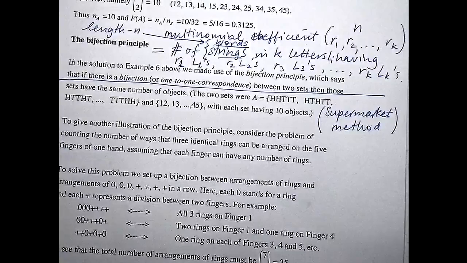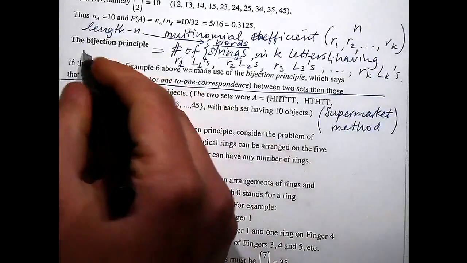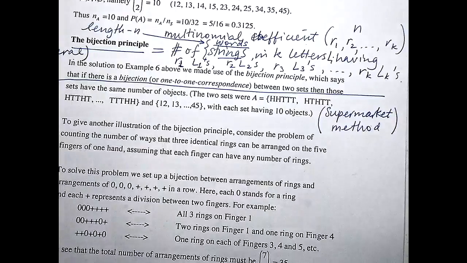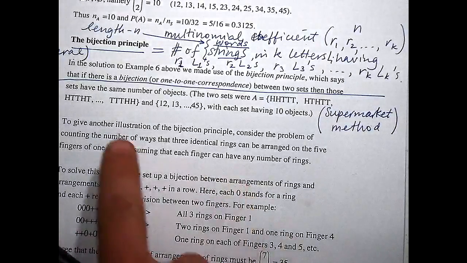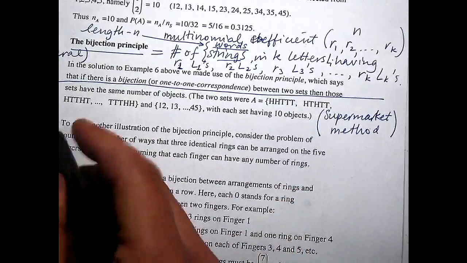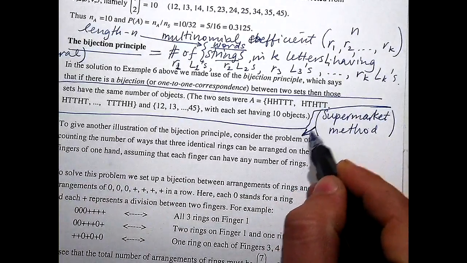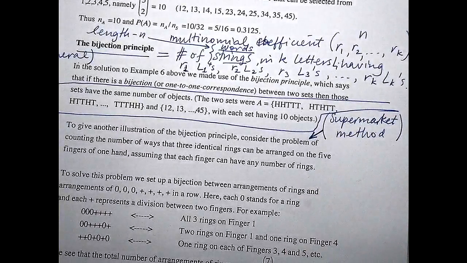So, the bijection principle is totally general. Whenever you have a bijection between two sets, you know they have the same number of elements. But this example of it is the supermarket method. It applies to this example, and I'll explain more generally what I mean by supermarket method later. But I have 3 rings. They have to be arranged on 5 fingers of one hand. But the problem is that I could have 0 rings on one finger. Right? It's not like every finger gets a ring. And also some fingers could get multiple rings.